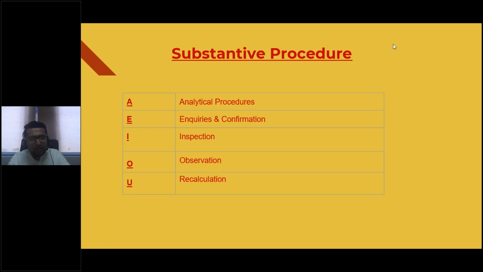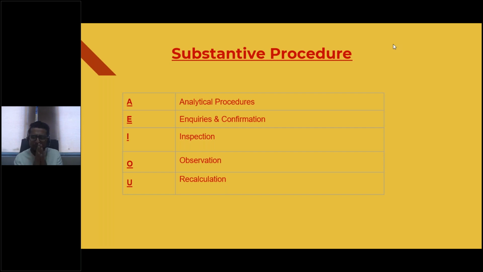What does recalculation mean? Recalculation means that you are going to obtain the calculations performed by the client, and you might want to cast them, add them up just to make sure that there is no arithmetical mistake. So recalculation means that you are going to obtain the client's data, the calculations which have already been performed by the client, and you are going to recalculate them just to make sure that there is no arithmetical mistake. If you are going to use your own assumptions, if you are not going to just gather the 100% data of the client, that is called reperformance.